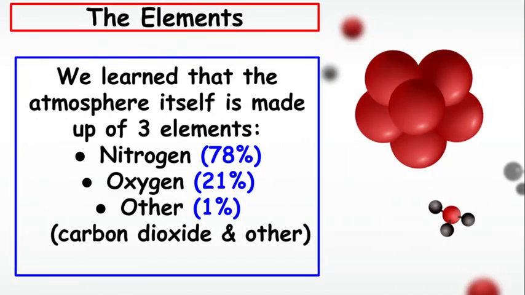We learned that the atmosphere itself is made up of three elements: nitrogen, 78%, oxygen, which is 21%, and the remaining 1% is made up of carbon dioxide and other trace gases.